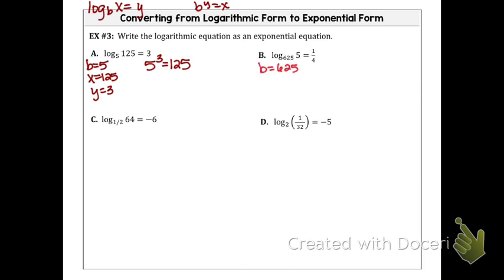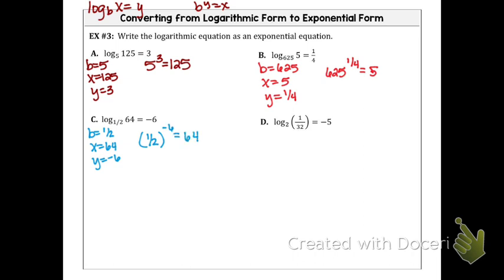my base is 625, my x is 5, my y is 1/4. So change it to exponential, so b to the y equals x. And then check, is 625 to the 1/4 equal to 5? And it is. All right, C, my base is 1/2, my x is 64, my y is negative 6. So b to the y equals x. Is 1/2 to the negative 6 equal to 64? It is. And then D, my base is 2, my x is 1 over 32, and my y is negative 5. So b to the y equals x. And 2 to the negative 5 is equal to 1 over 32.